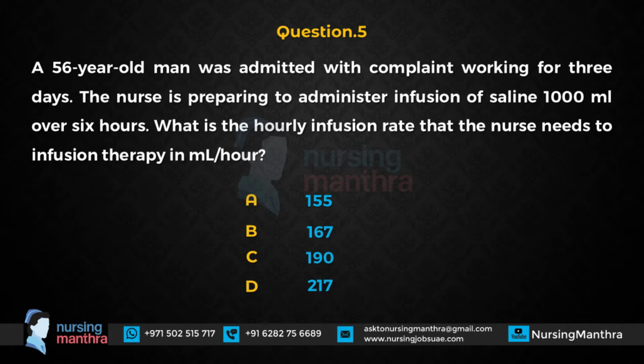Question number 5. A 56-year-old man was admitted with a complaint of vomiting for 3 days. The nurse is preparing to administer an infusion of saline 1000 milliliters over 6 hours. What is the hourly infusion rate that the nurse needs to set for infusion therapy in ml/hour? A. 155. B. 167. C. 190. D. 217.